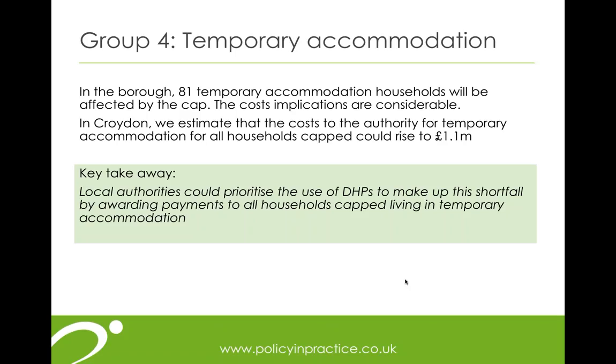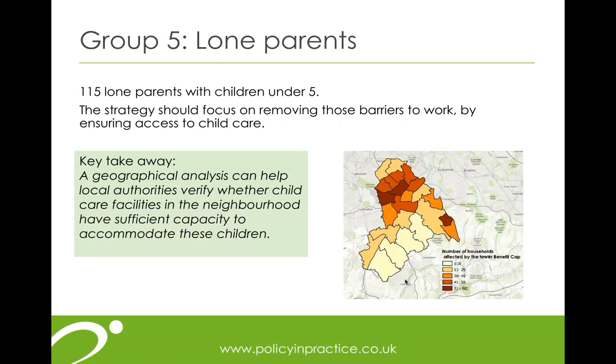Devin briefly spoke about how much Croydon has to cover on average between the housing benefit amount and the liable rent of houses in temporary accommodation. And we estimate that the cost to the authority would rise to 1.1 million in Croydon, just for temporary accommodation households affected by the cap. So prioritizing the DHPs, which can in a way mitigate the cost implication on these households, is probably the key takeaway point for this group.